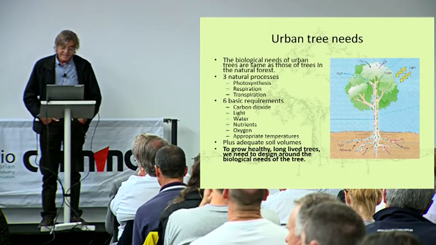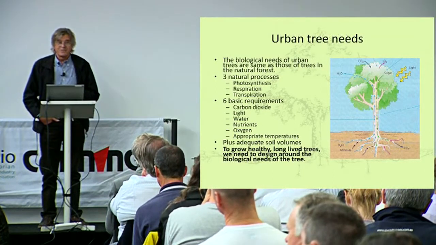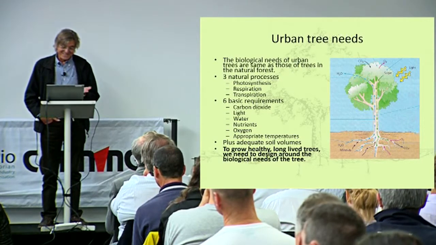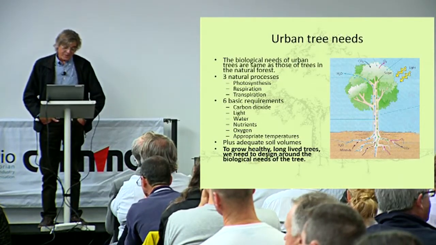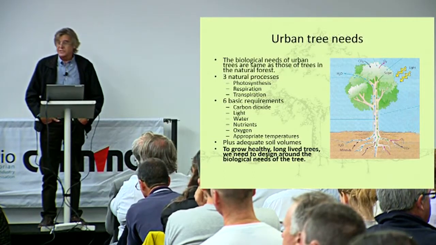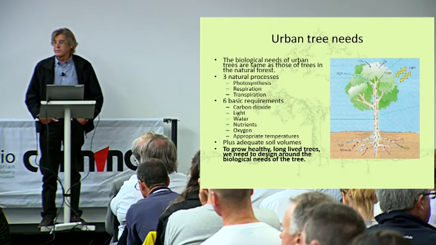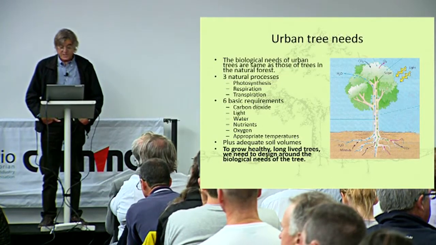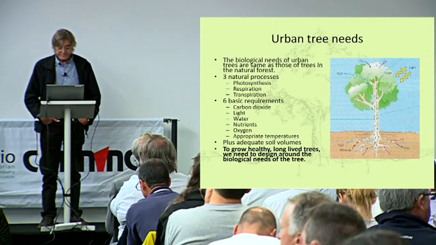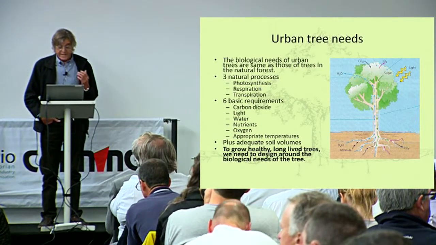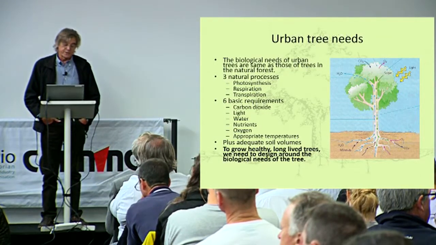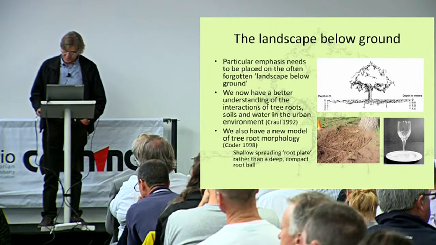Urban tree needs. This is pretty much a dumbed down diagram which I use to present to landscape architecture students. The needs of a tree in the city are the same as those in the forest. There's no such thing as a street tree. There's only trees which are taken out of the forest and grown in streets. There are 6 basic requirements, plus adequate soil volumes. So this is what a lot of landscape architects often forget, that to grow healthy, long-lived trees, we need to design around the biological needs of the tree itself.